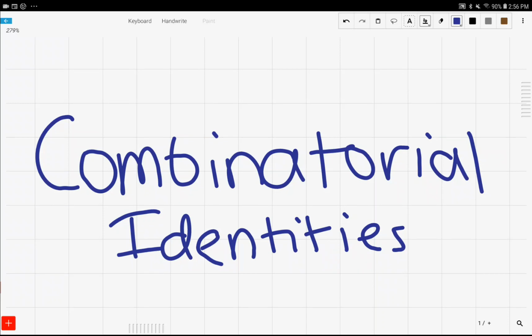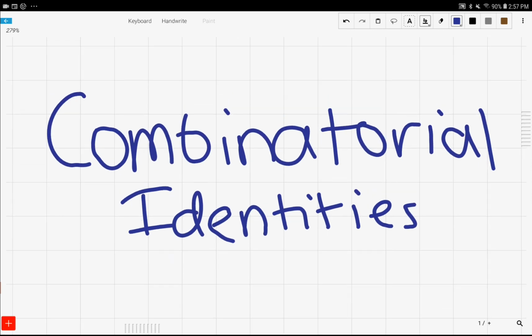Hello everybody, in this video I'm going to show you a few simple combinatorial identities. These identities are ones that every mathematician should know, and they're really helpful in counting and probability questions where there's a lot of combinatorics. So, let's get started.